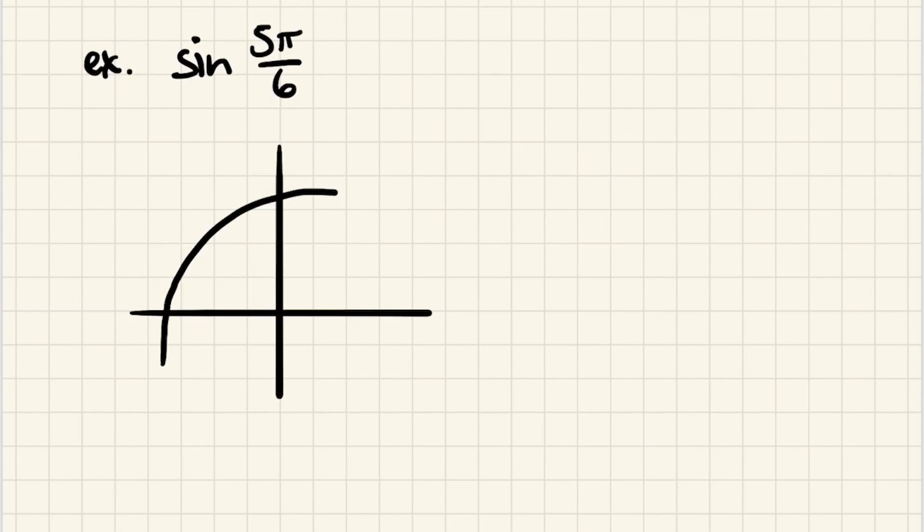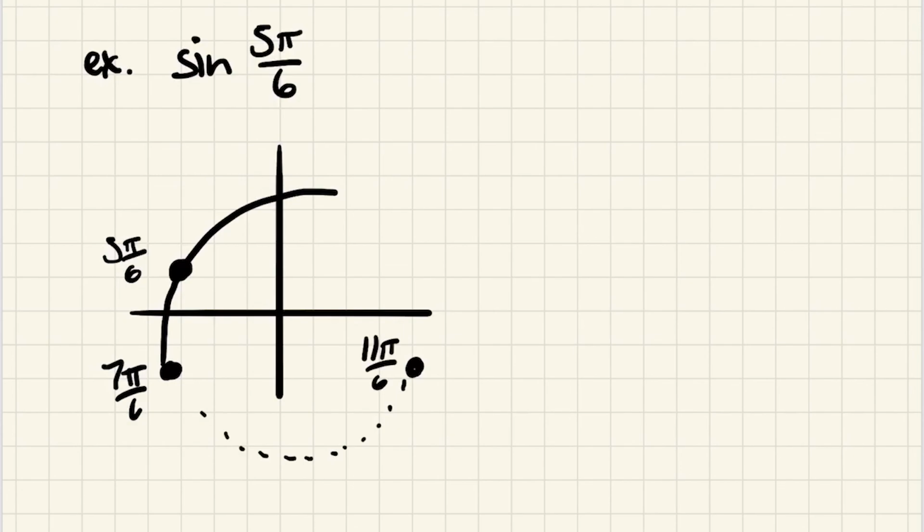The pi over 6's are very close to the x-axis. So for instance, here's 5 pi over 6, down here would be 7 pi over 6, and then we have a bunch of pi over 4's and pi over 3's and pi over 2's until we get all the way over here, which is 11 pi over 6. And then over here was, of course, pi over 6. So those guys are never very far from the x-axis.